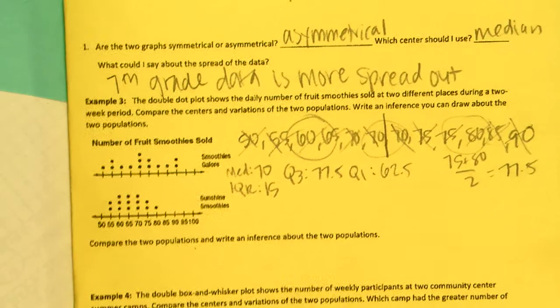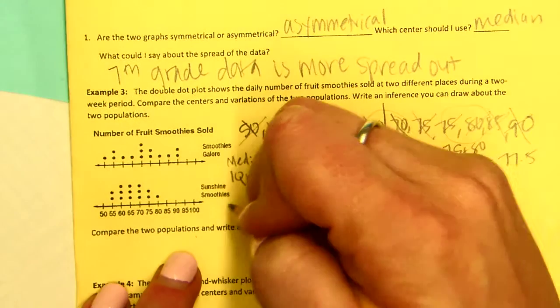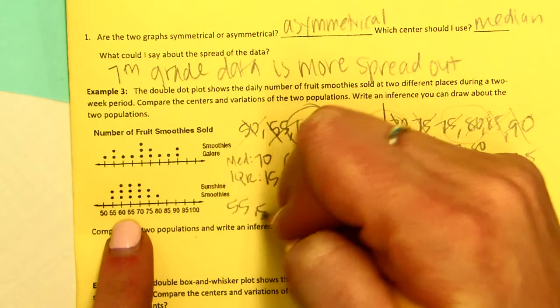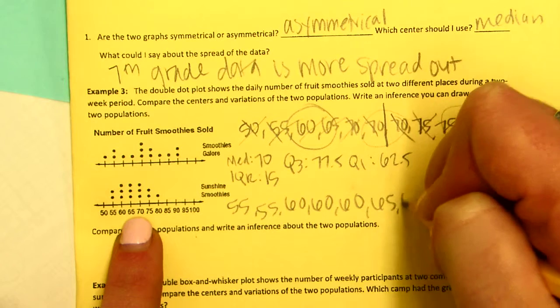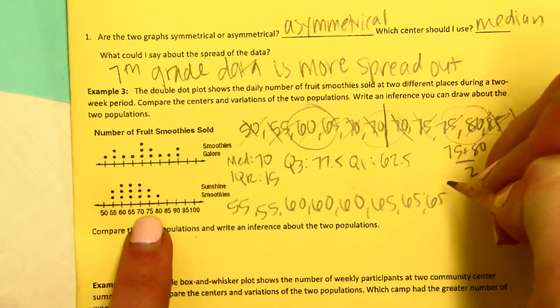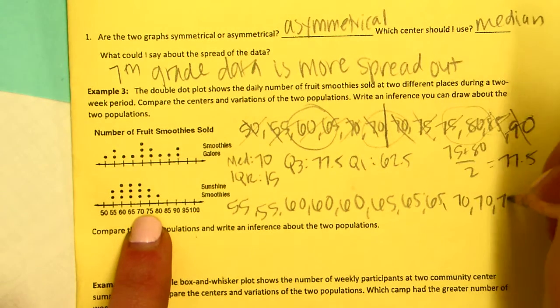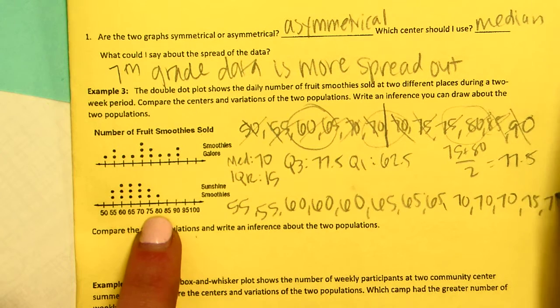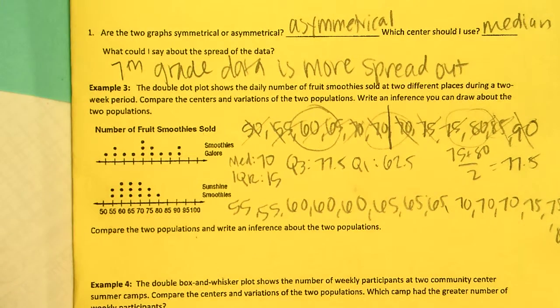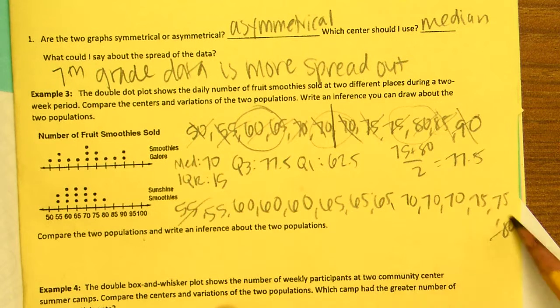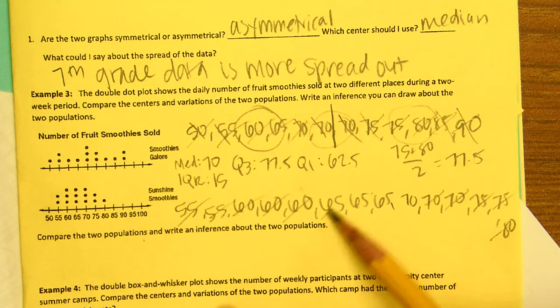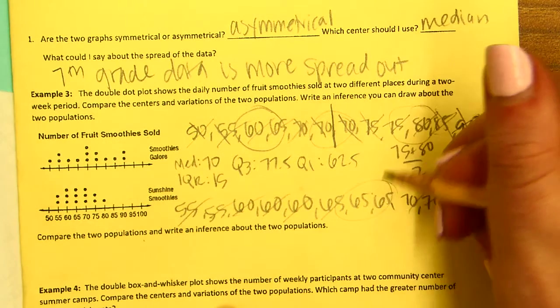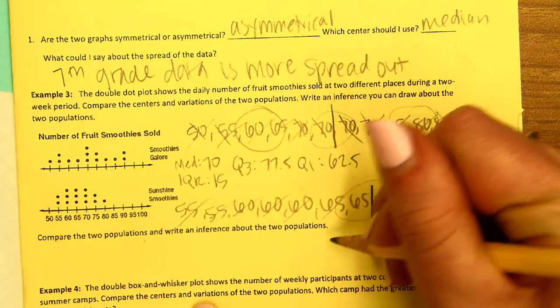Okay, we do the same thing for Sunshine Smoothies. So I have two 55s. First, I'll just write out all the data. Three 60s, three 65s, three 70s, two 75s, and an 80. And then we'll have to find the median, to find the center. Cross them off from each side until we get to the middle. I have two in the center, the average of 65 and 65. So the median is 65 for this one.